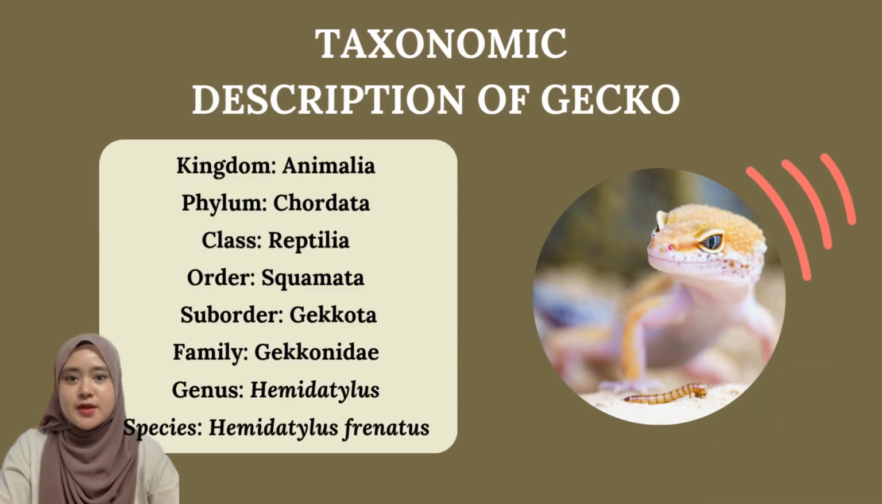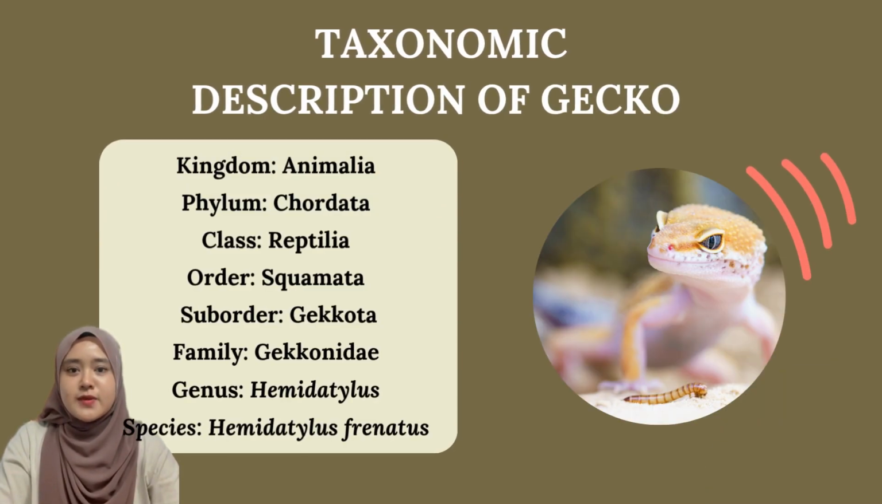First one is taxonomic description of gecko. The kingdom is Animalia, phylum Chordata, class Reptilia, order Squamata, suborder Geckota, family Geckonidae, genus Hemidactylus, and species Hemidactylus frenatus.